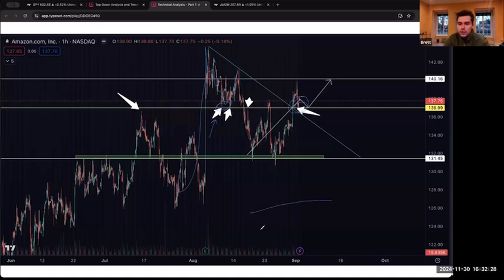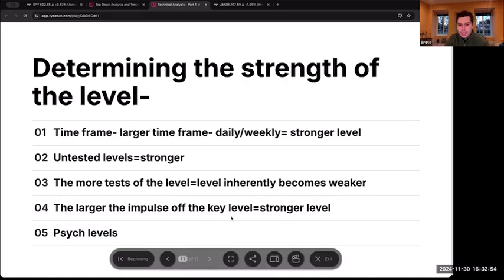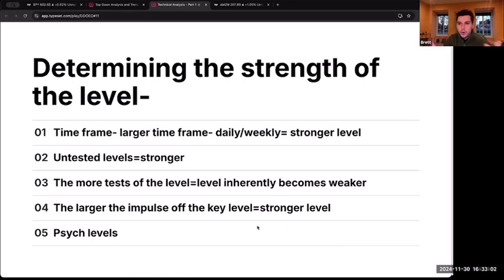If you're a buyer and you keep seeing your level get tested, you start to think, maybe there's a potential of me getting stopped out here. The more times a level gets tested, the more likely it is to break that level and reverse downward. So that's the idea. Untested levels, generally speaking, are the better levels because they have stronger reactions. The more tested a level is, the weaker it inherently becomes. The larger the impulse off the key level, the stronger the level. Remember that parabolic move system? That's the idea here too: anytime you have a big reaction off a big level, of course it's a big level. And then also your cycle levels.